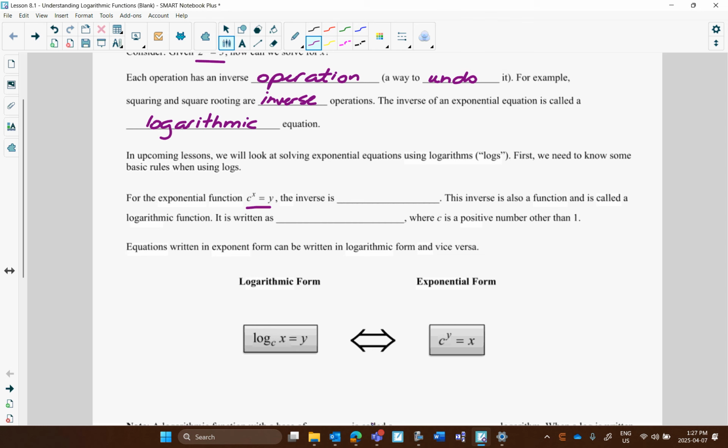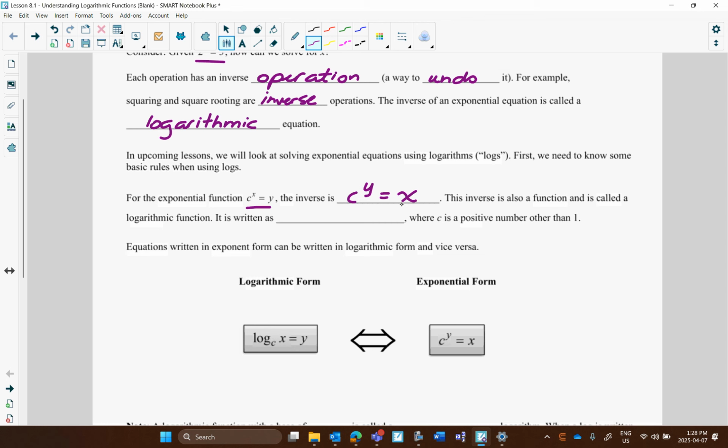The inverse, how do you find the inverse of an equation? What do you always do? How do I find the inverse? I switch the x and y. So the inverse looks like this. But then I got to solve for y. Well, this is kind of weird. You haven't seen anything like this before. Okay?